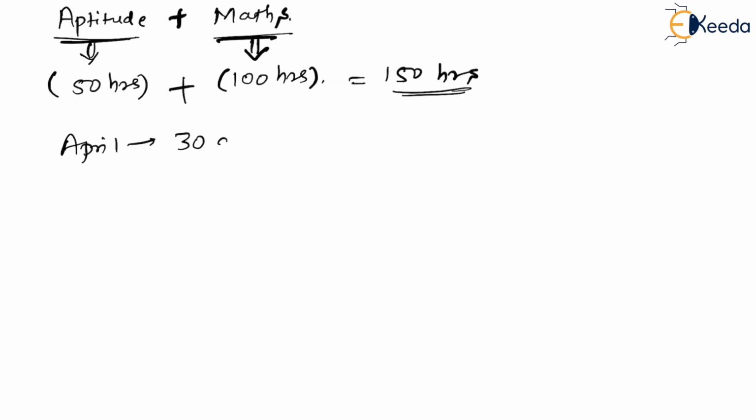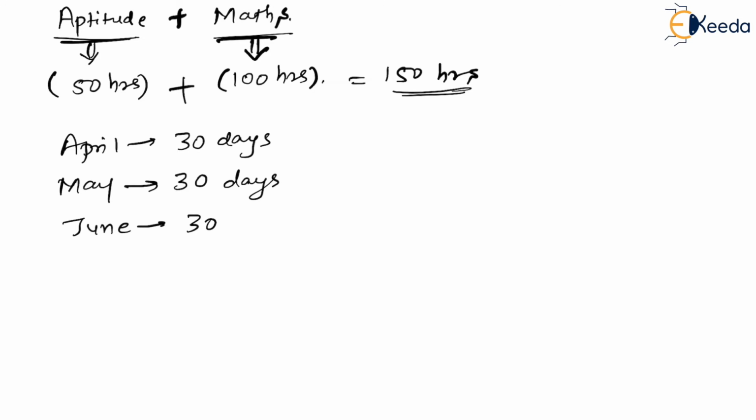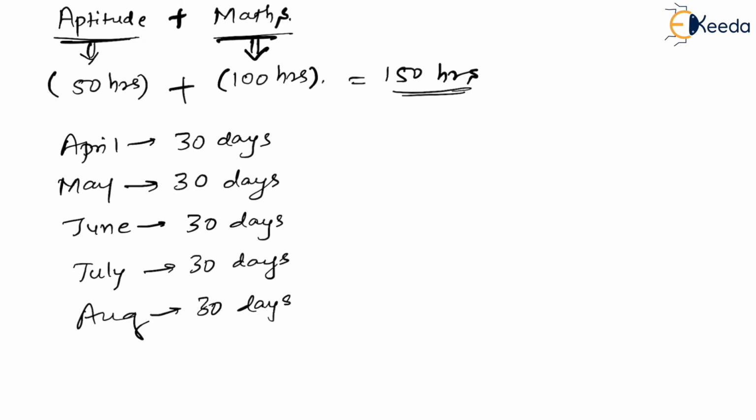Now let us say that in April you have 30 days. If you are preparing for 30 days, even in May, of course there will be 31 days, let me consider 30 days of your preparation. Even in June, you are going to have 30 days of preparation. Even in July, 30 days of preparation. And in August also, 30 days of preparation. So you please add them. What you get? You get 150 days of preparation.